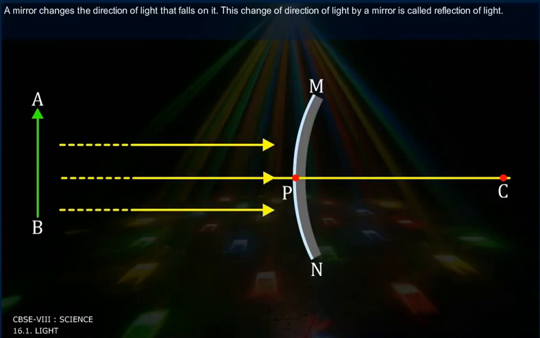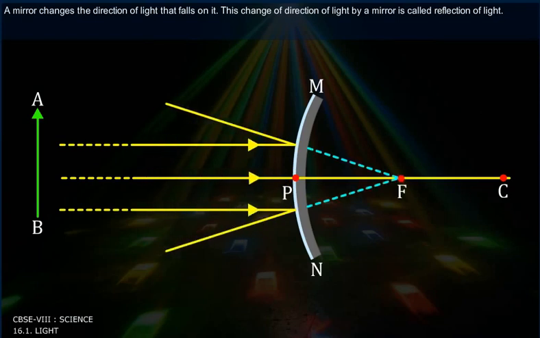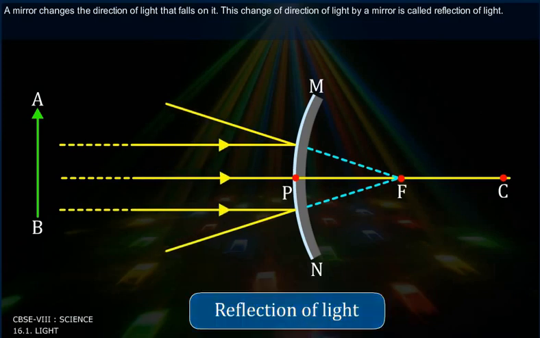A mirror changes the direction of light that falls on it. This change of direction by a mirror is called reflection of light.